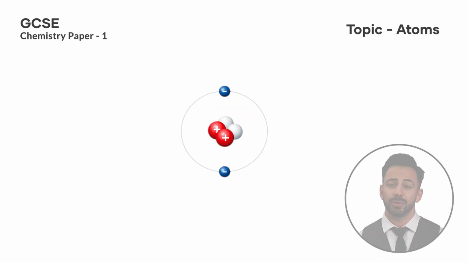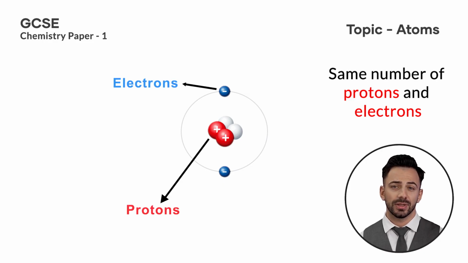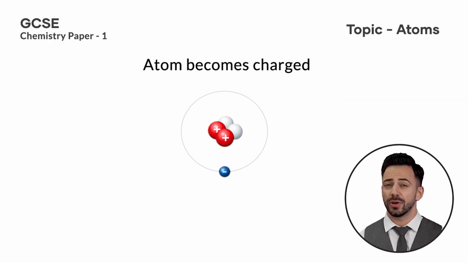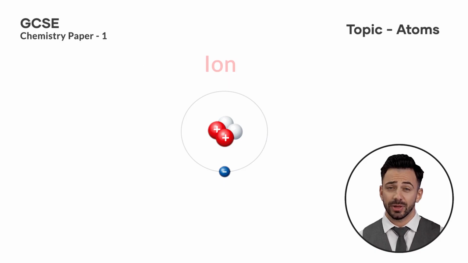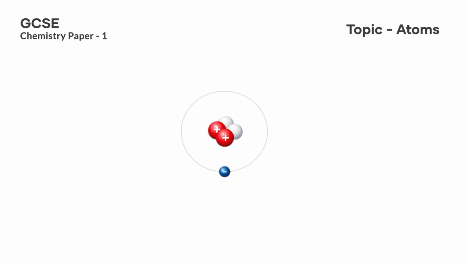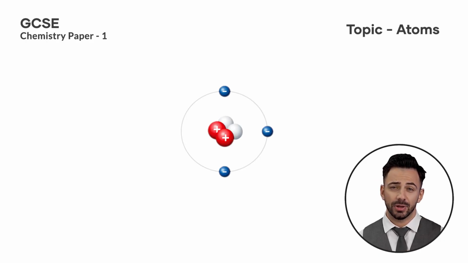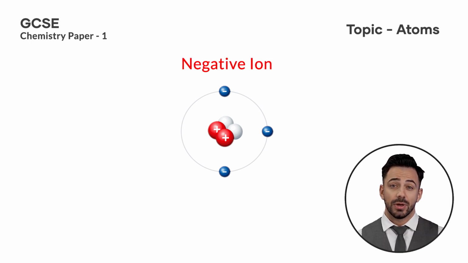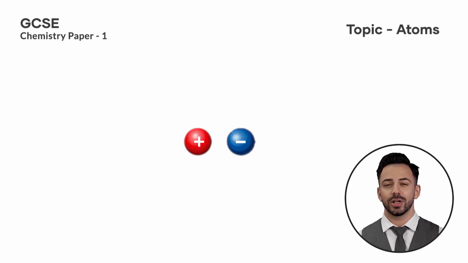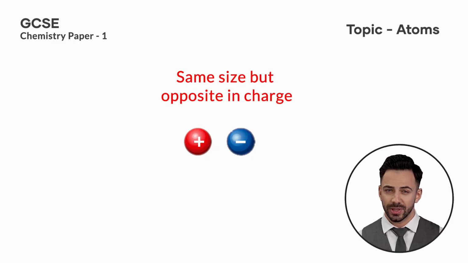Now let's talk about charge. What makes an atom neutral? A neutral atom has the same number of protons and electrons. If this balance changes, the atom becomes charged. What do we call a charged atom? A charged atom is called an ion. So what happens if an atom loses an electron? It becomes positive, because it now has more protons than electrons. And what happens if an atom gains electrons? It becomes a negative ion. You may also wonder about the charges themselves. Are proton and electron charge the same size? Yes, they are the same size, but opposite in charge.